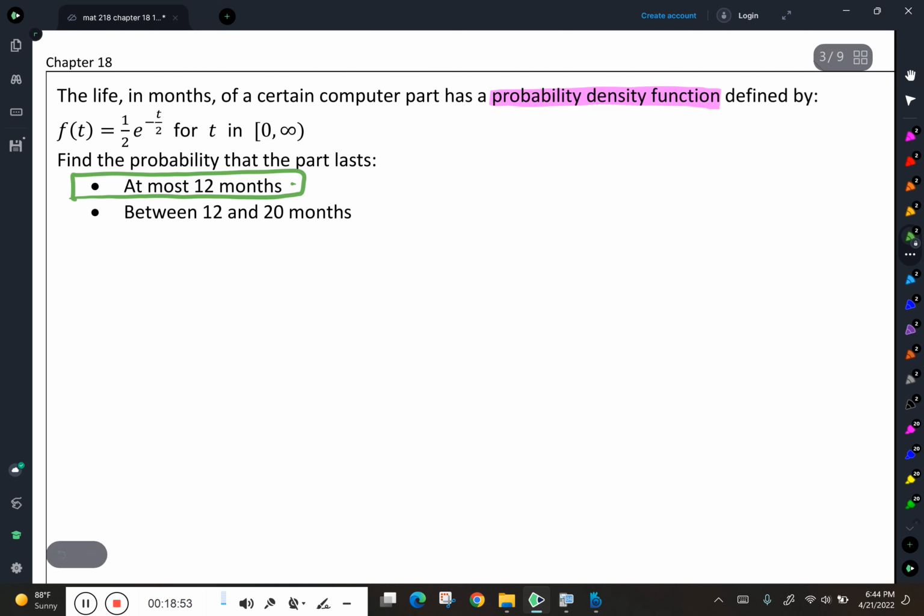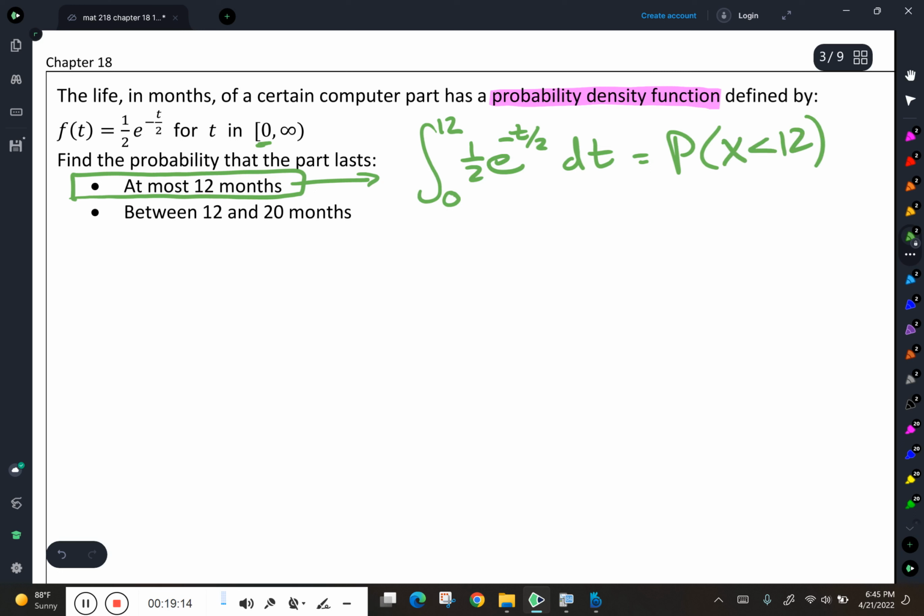At most 12 months means the 12 is an upper limit, so that means the integral from the lowest value, which is 0, I got that from my interval, up to 12, of 1/2 e to the negative t divided by 2 dt. And that's going to be the probability that x is less than 12.